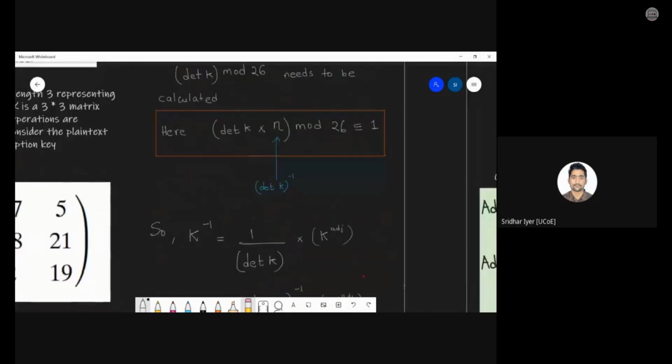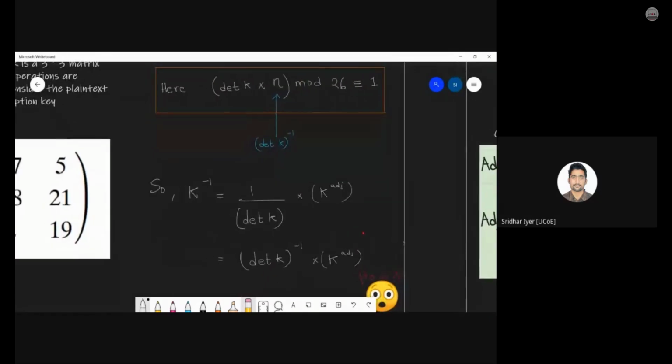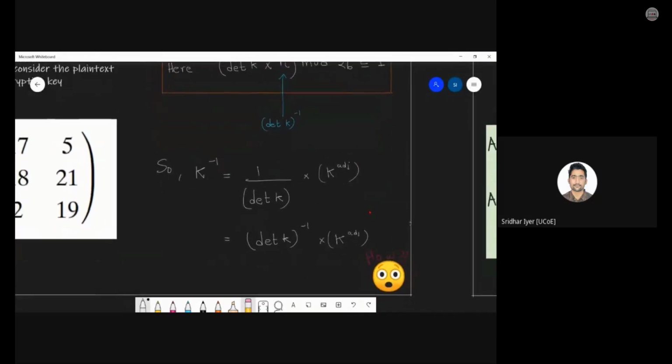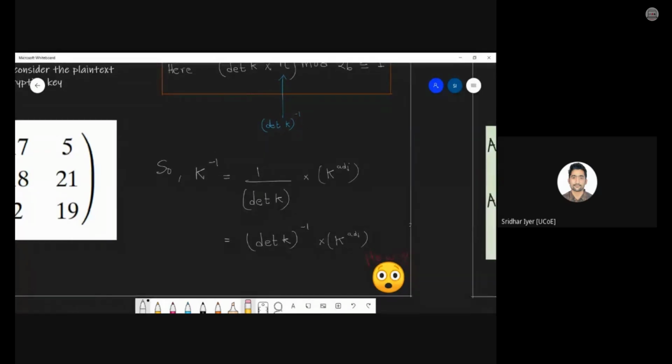Because we are going to stick with this formula. Just have a look. I am finding out K inverse using this formula. K inverse is equal to 1 upon determinant of K, that is nothing but determinant K inverse, into adjugate of K. Is it clear? This is one of the simplest formulas I found in the various books and on the internet. So kindly have a look at this formula.